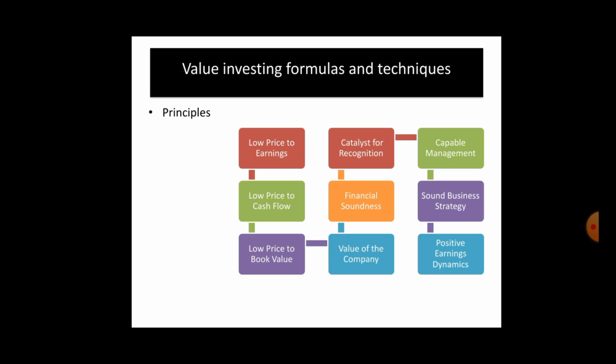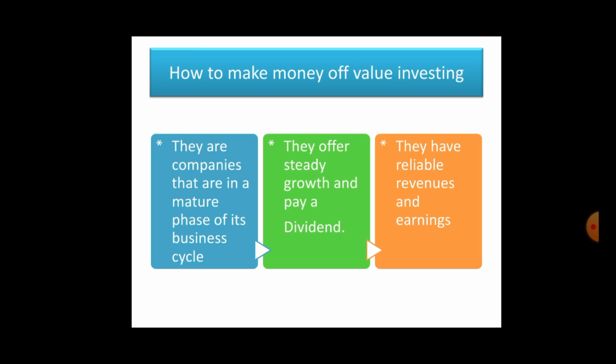So, now coming to how to profit from value investing and how to make money off value investing. Value investing is an investment strategy in which investors look to buy stocks that are trading below their intrinsic value. Simply put, value investing is an investment strategy in which investors look to buy stocks that are on sale. However, that is an oversimplification. Value investors are looking for stocks that are trading below their intrinsic value.